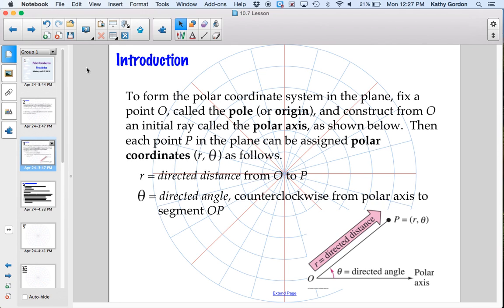So, to form the polar coordinate system in the plane, we have to start by fixing a point O, which can still be considered the origin, just like the origin on a Cartesian system is, but it's also called the pole. Okay? And then from O, we need to construct an initial ray, which is called the polar axis. The polar axis is a lot like the positive x-axis in the Cartesian system.